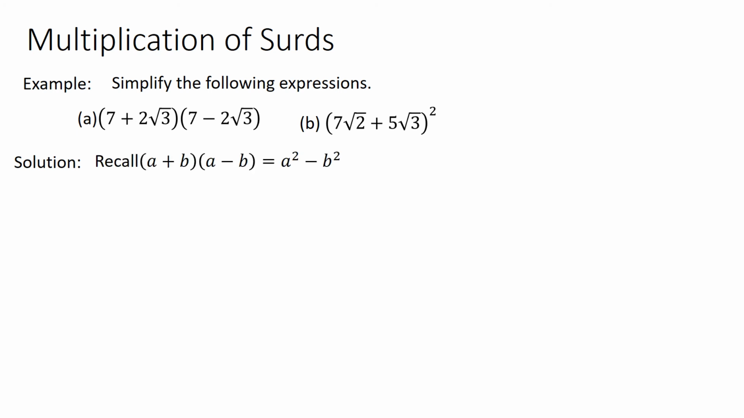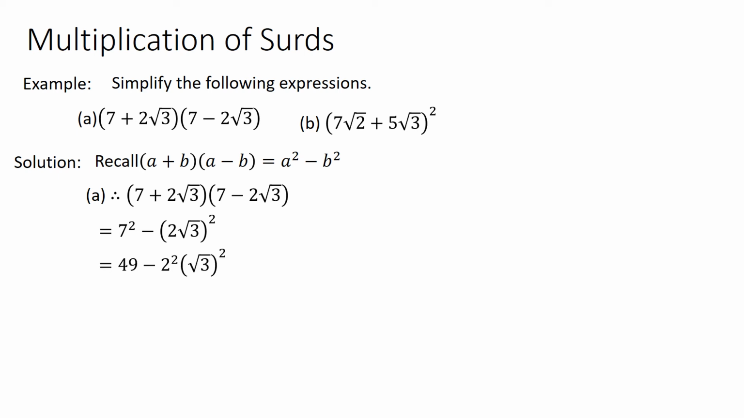The solution for A is, recall that a plus b times a minus b equals a squared minus b squared. We can apply the formula for A. It becomes 7 plus 2 surd 3 times 7 minus 2 surd 3 equals 7 squared minus 2 surd 3 squared. We get 49 minus 2 squared times surd 3 squared, and the answer will be 37.